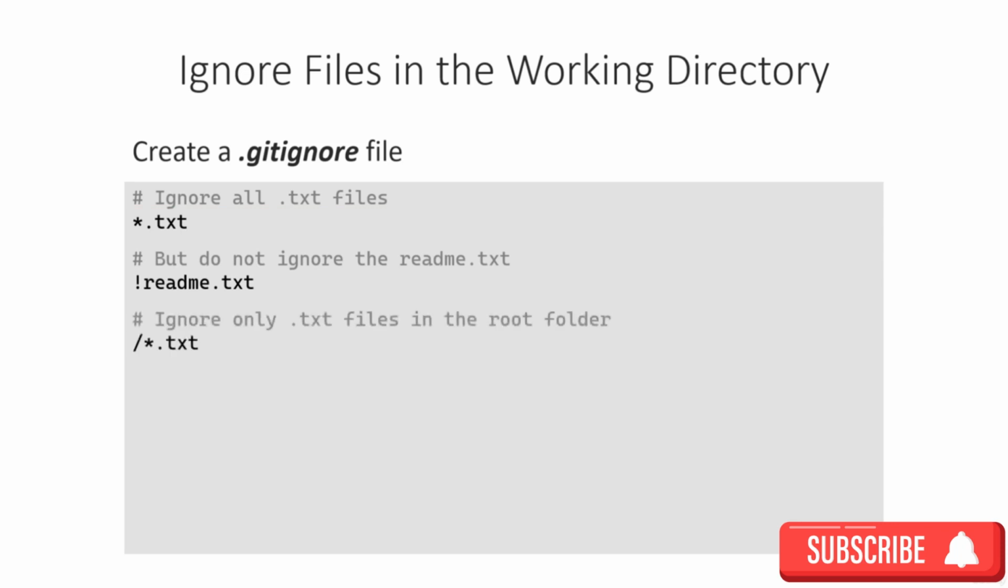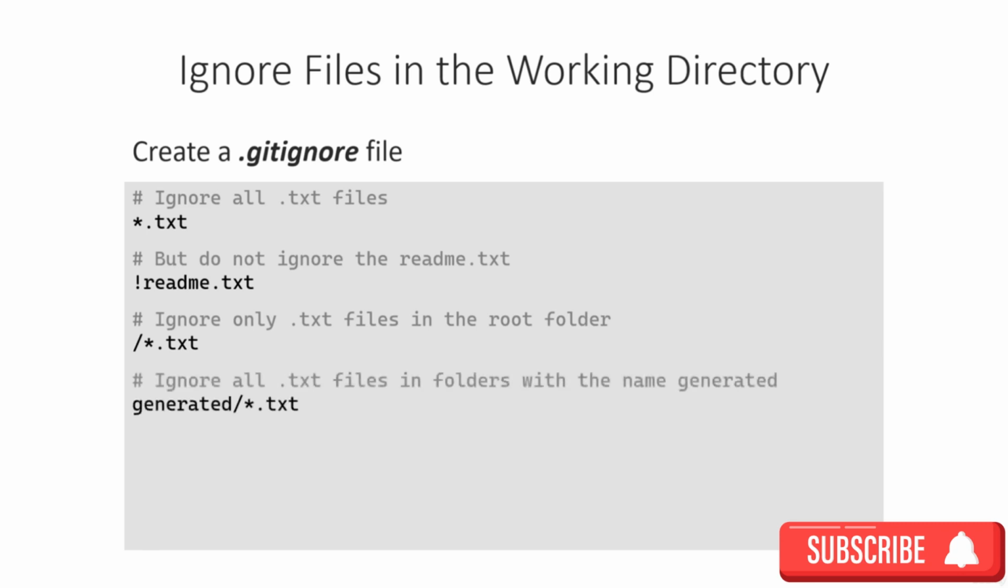With a slash, you can identify the root folder. Here you say, ignore only the txt files that are in the root folder. Maybe you want to ignore files in specific folder types. So here, all text files in folders with a name generated are ignored. You can put 2 stars into the path to include also subdirectories. So this will ignore all the text files in all generated folders, including their subdirectories.